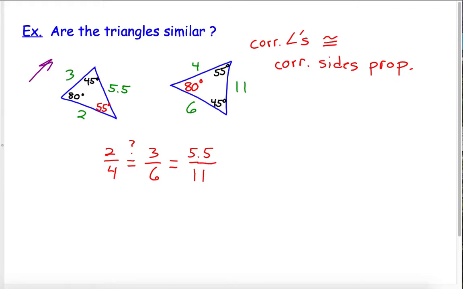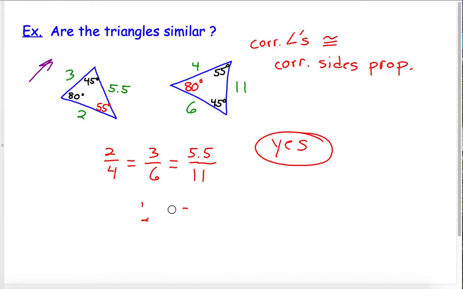Now, you really don't probably need a calculator to figure this out, but all these fractions reduce down to 1/2, or 0.5. And so therefore, all of these are equal, so the sides are proportional, so yes, these two triangles are similar. So that's what you need to do.